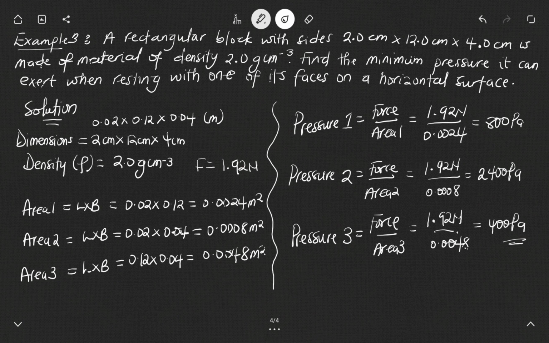So if you look at the three pressures that we have over here, the minimum pressure among these three is 400 Pascal, and that was given to us by area 3, which has the highest surface area. So the highest surface area gave us the minimum or the smallest pressure. Like we said at the beginning of this video, the higher the pressure, the smaller the surface area, and the higher the surface area, the smaller the pressure.